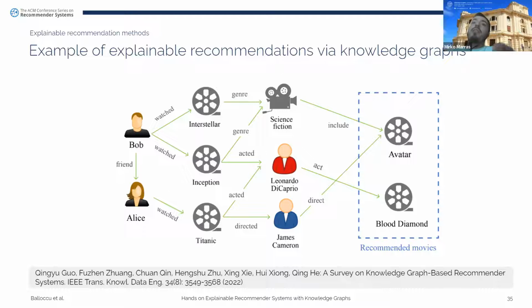In the same example, reasons for recommending these 2 movies to Bob can be known by following the relation sequences in the user-item graph. For instance, one reason for recommending Avatar is that Avatar has the same genre as Interstellar, which was watched by Bob before.